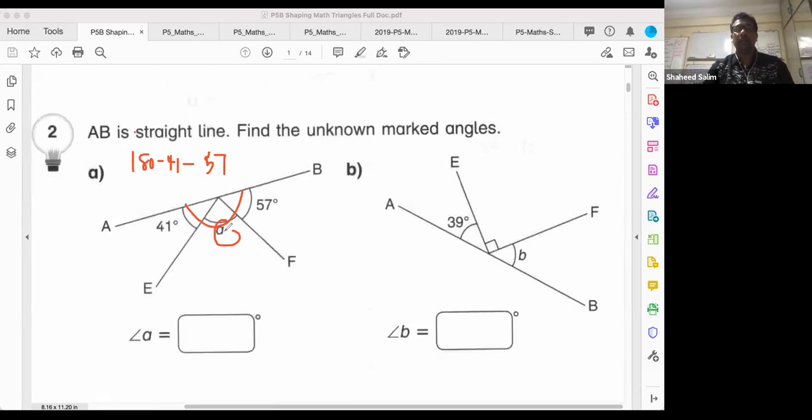According to Carissa, the answer is 82, and she is correct. You can use your calculator to check this, no problem. Okay, this is 98. So you try the next one now. This square angle, you know what this is, right? This means 90 degrees. So can you find out what is B?